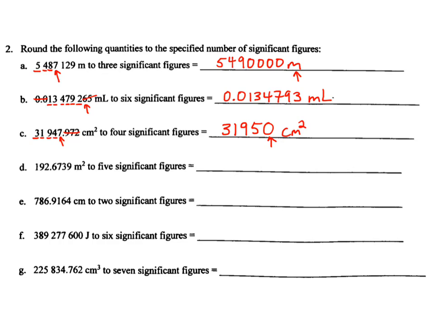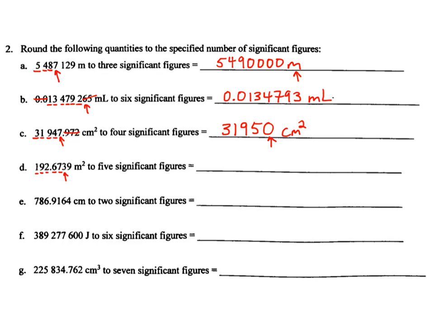Okay, next we have 192.6739 square meters. That has to go to 5 significant figures. So again, we have all non-zero digits here, so it's relatively simple. We just take the first 5: 1, 2, 3, 4, 5. That's 192.67, and then after that we have a 3, so that means our 7 is going to remain a 7 and not round up.